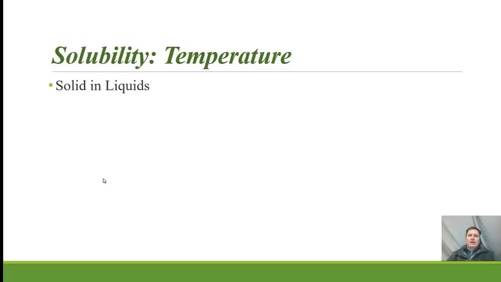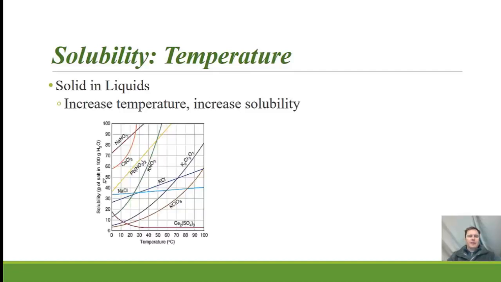If we look at solids dissolving in liquids, what we see in this case is just the opposite of what we talked about before. If we increase the temperature, we're going to increase the solubility. This is an example of a solubility chart for various salts. Remember, salts are just ionic compounds. And as you can see in most all these cases, except for this one down here, as we increase the temperature along the bottom, the solubility, or the amount of solute that can be held, increases. Okay, not always the case, but in general we can see that's the trend.